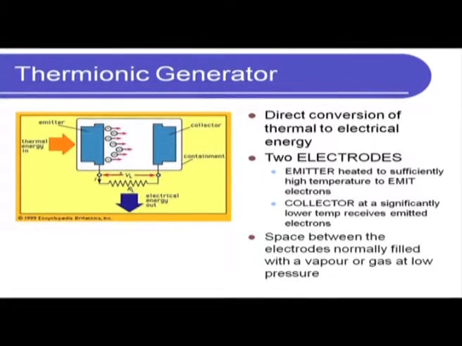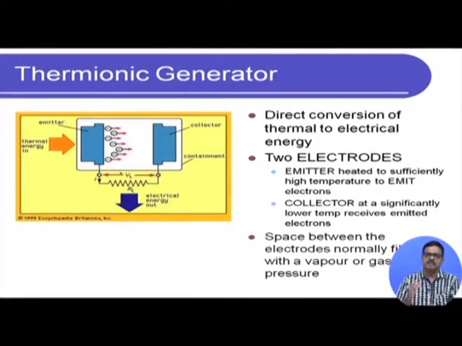The collector is at significantly lower temperature, and therefore as it receives the electrons, the electrons give up their energy and come down to the level of the Fermi level of the collector surface. So, in the process it gives up thermal energy, which is rejected as heat from the collector surface. Okay. Now, as we saw last time, the emitter and collector materials are chosen such that the Fermi level of the collector is higher than that of the emitter.